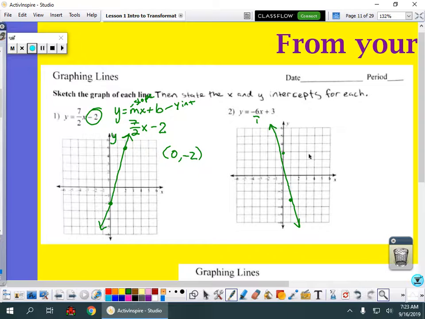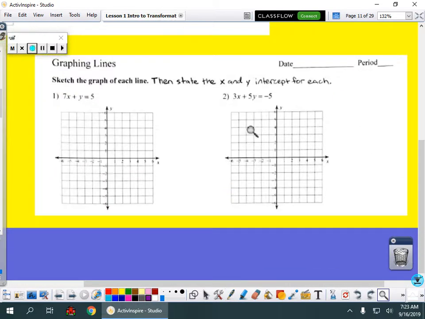All right, the other ones are in standard form. I would suggest you make a quick xy table, plug in 0 for x, plug in 0 for y. You're just doing 2 ordered pairs. That's all you need is 2 points. Plug in 0 for x, 0 times 7 is 0, y equals 5. Plug in 0 for y. If y is 0, plus 0 equals 5. Divide by 7, and you get 5/7.